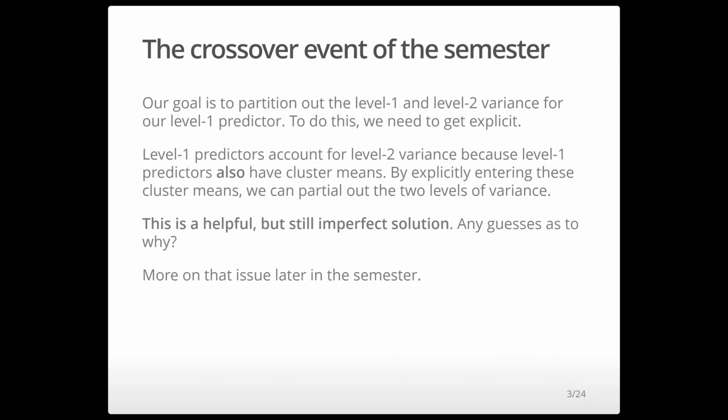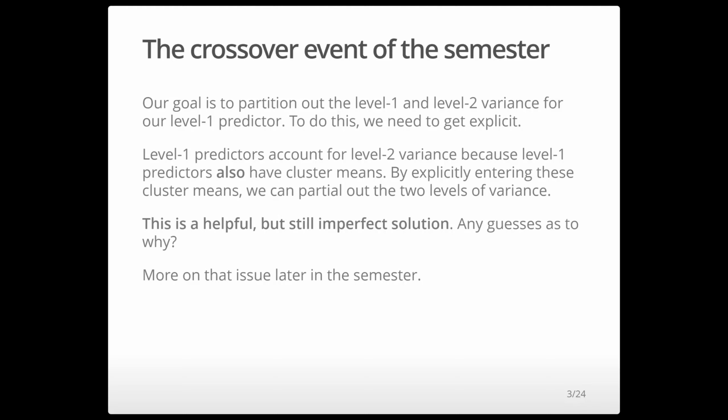The common answer and a fairly good answer is to get explicit and to explicitly incorporate the cluster means into your model. So what we can do is compute the cluster means for each cluster, merge them into our data, and then use those as a separate level 2 predictor. This is a helpful solution, but it's not perfect.